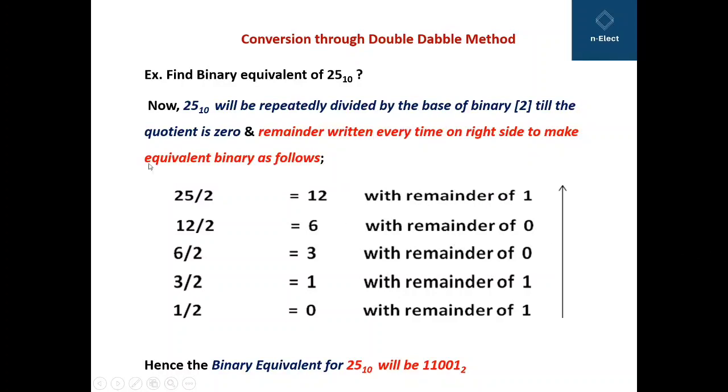What we have done here: we have taken the decimal number and divided it repeatedly by 2. Every time we have written the quotient and remainder, we have brought the quotient down and taken the remainder on the right hand side, and we have continued division till the quotient is 0. Thereafter all the remainders are taken in the upward direction, which means we have treated the first remainder as the LSB and the last remainder as the MSB. So this is the method which is called the double method.